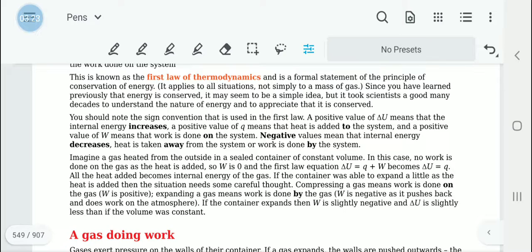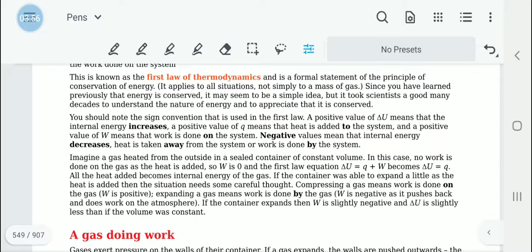Imagine a gas heated from the outside in a sealed container of constant volume. Here we are not talking about any work being done because it has a constant volume. So W is 0, and the first law equation ultimately becomes delta U is equal to Q. All the heat that is being added will become internal energy of the gas.